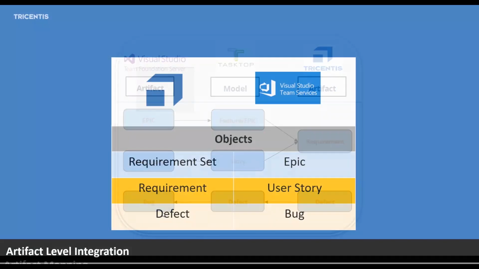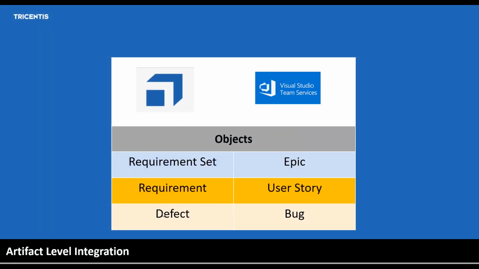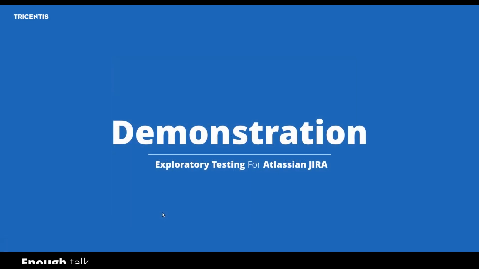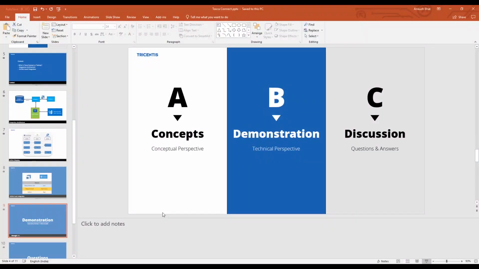Then comes the artifact level integration, like what are the objects that we can integrate. For the Tosca side, requirement set will be integrated with epic, requirement will be mapped with user story, and defect will be mapped with bug. So this is what we will be integrating with what.